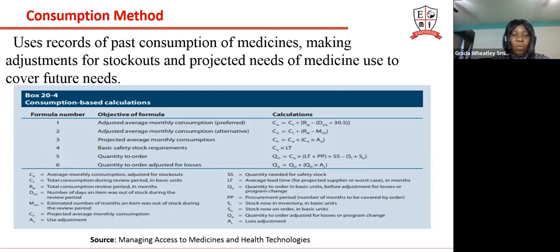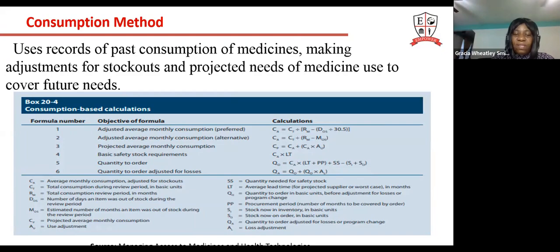So we have Formula 1, the adjusted average monthly consumption. Formula 2, it is the same thing, but this is the alternative method. Formula 3, the projected average monthly consumption. 4, the basic stock requirements, how to calculate it. So as you see, the formulations are on top and the definitions for the symbols are at the bottom. So once you have your figures and you plug them in, then you can arrive at those figures.